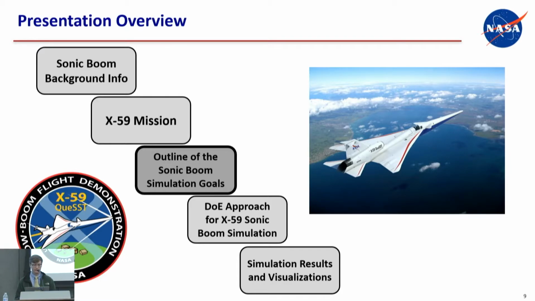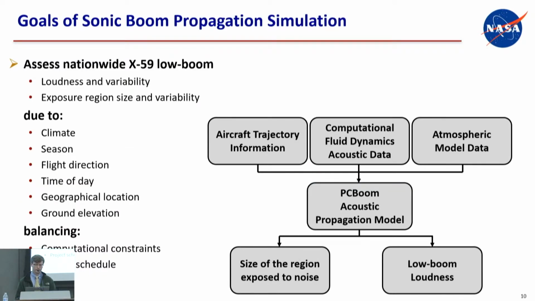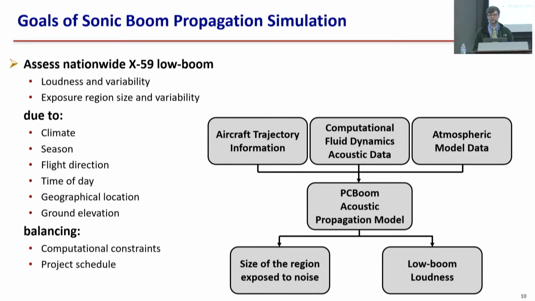Next, I'll look at the goals of our sonic boom simulation. We wanted to look at the low boom loudness, its variability, the exposure region size, and the exposure region size's variability. This will aid in the test planning for the X-59 and also make sure that the X-59's low boom would stay quiet in non-standard atmospheres. The X-59 was designed to be quiet in a standard atmosphere, but the standard atmosphere has no winds, and it's sort of an average profile, but may not be representative of a typical atmospheric profile for a day.